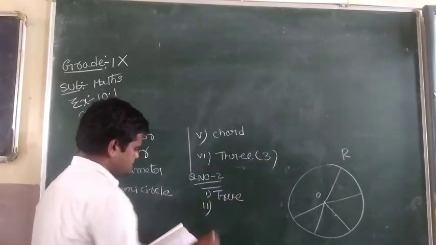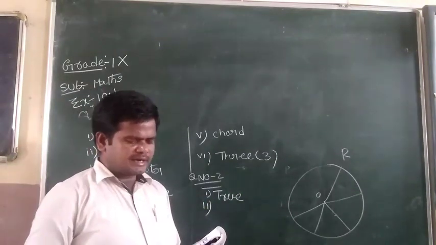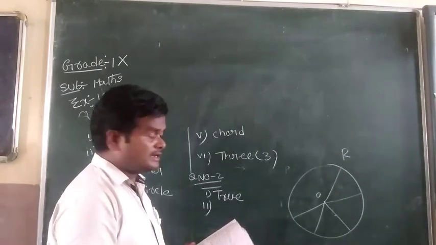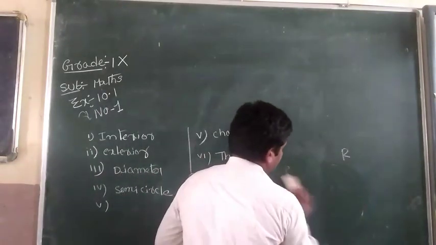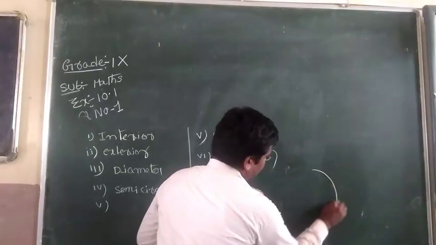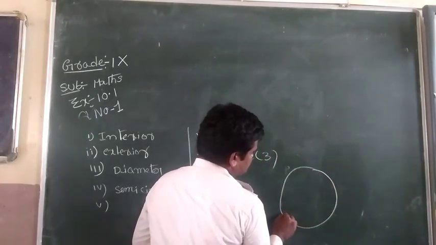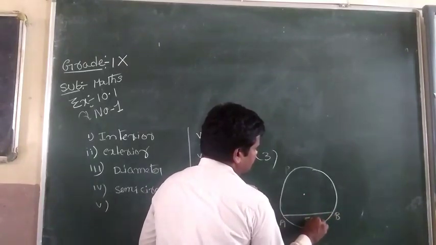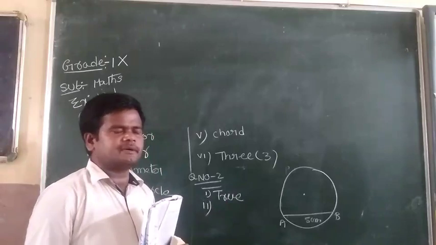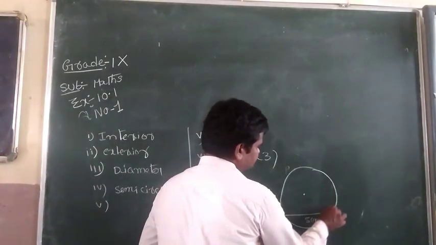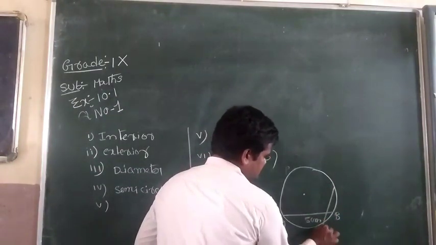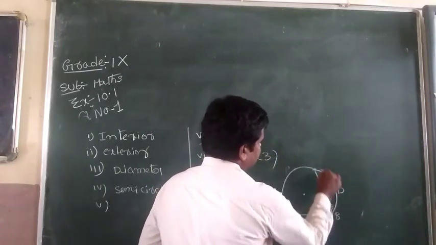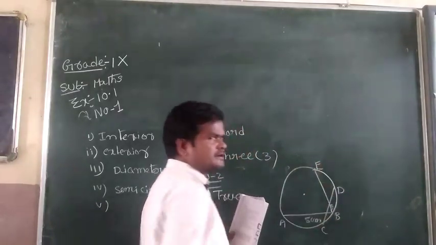The second one is: a circle has only a finite number of equal chords. So here this is the circle. This is the chord AB. Suppose this is 5 centimeters. You can take here also, this is CD, this also is 5 centimeters, and this also is 5 centimeters.